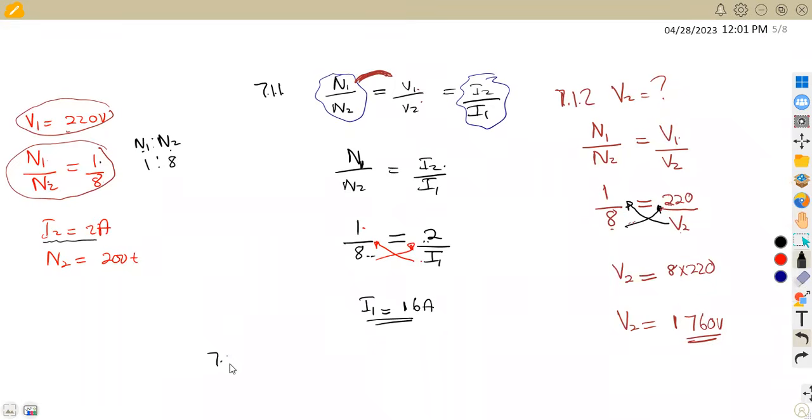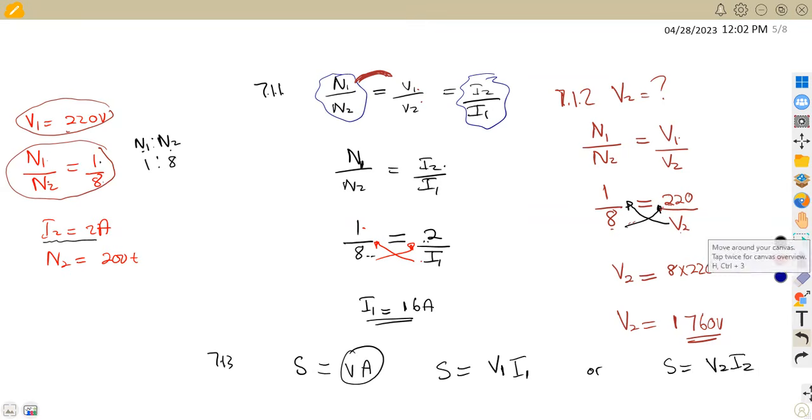All right, so that's 7.13. So which means we have to calculate the apparent power, which is the transformer rating. So that's volt amperes, which is voltage times current. So that means our S is going to be the voltage in the primary times the current in the primary, or we can use the voltage in the secondary times the current in the secondary. We are going to have the same answer.